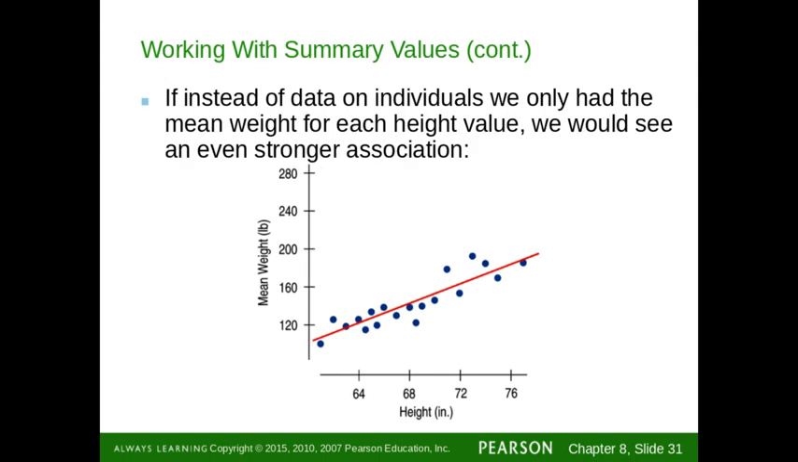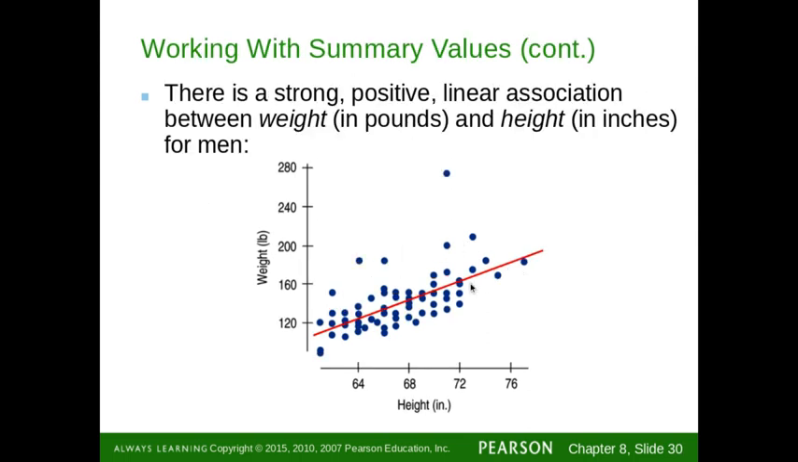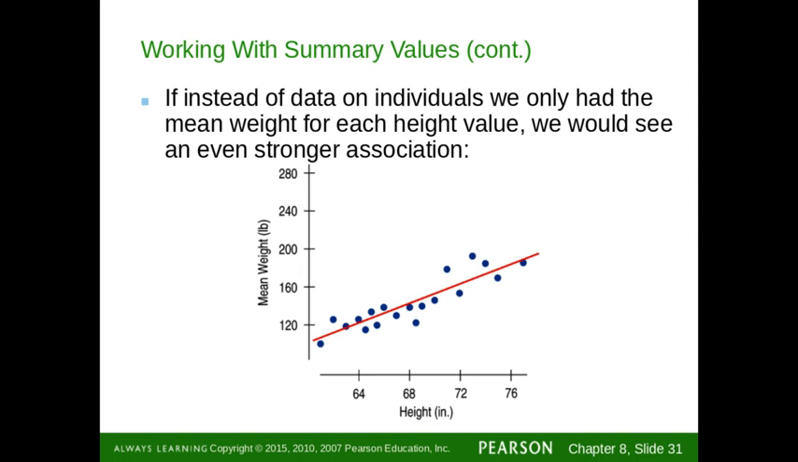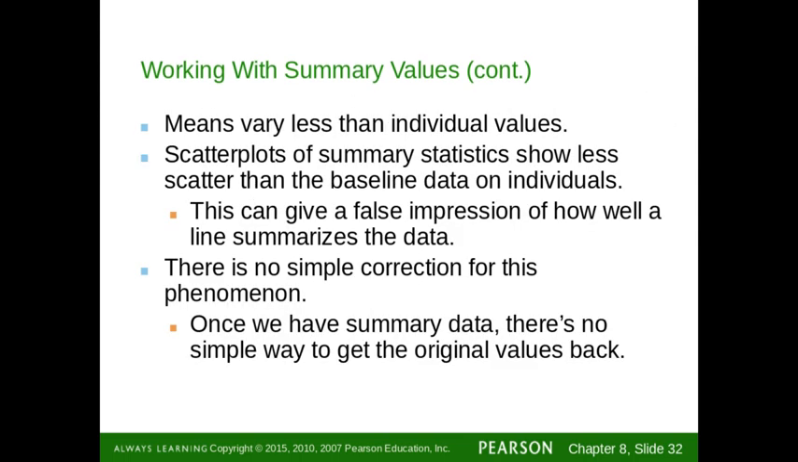Instead of the data of individuals, if we only had a mean weight for each height, we would see an even stronger association. So what they did is they took this data and they said, well, what's the mean for somebody that's 72 inches? What's the mean for somebody that's 70 inches? What's the mean for 69, 68? And when you plot that, you have a tighter association. Okay. So means vary less than individual values because we're kind of finding the center of the individual's values.